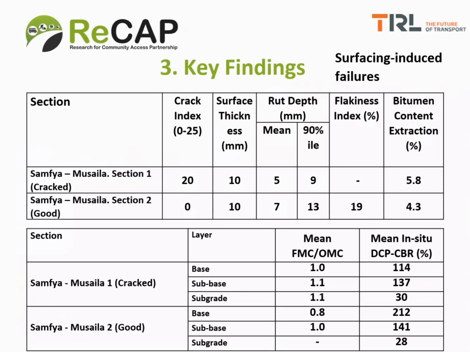Now, as I mentioned earlier, we found that a lot of the defects or the performance of the pavements were governed by defects induced by the surfacing, or failures that originated from the surfacing. You can see from this table that section one had a very high crack index and section two had no cracking at all. Both sections have the same surface thickness, but the rut depth of the second section is marginally higher than that of the first section.